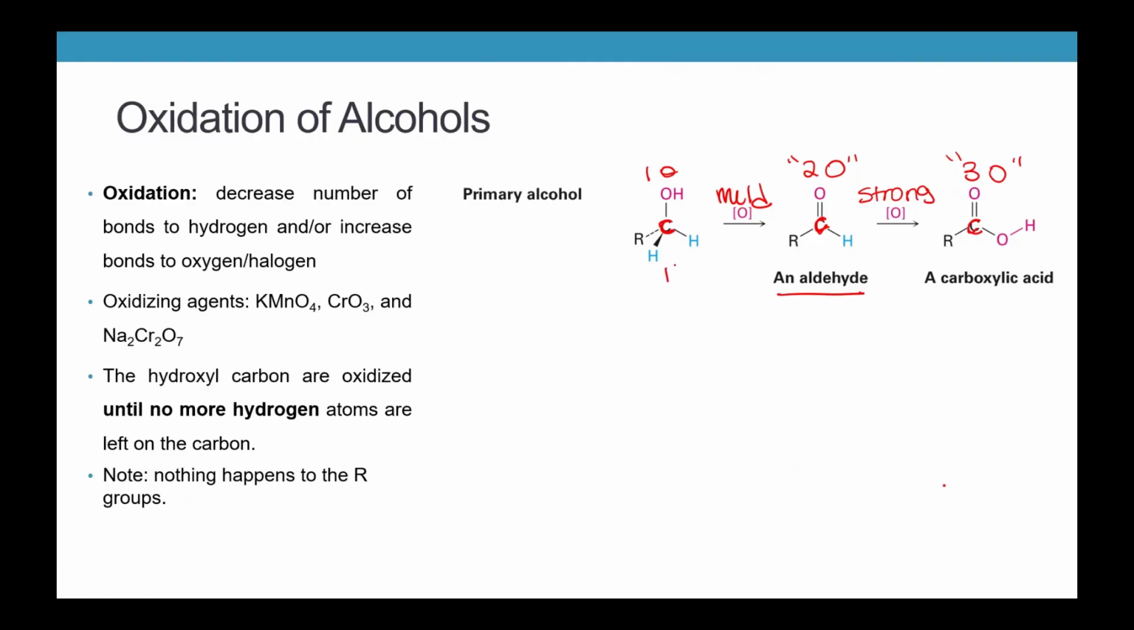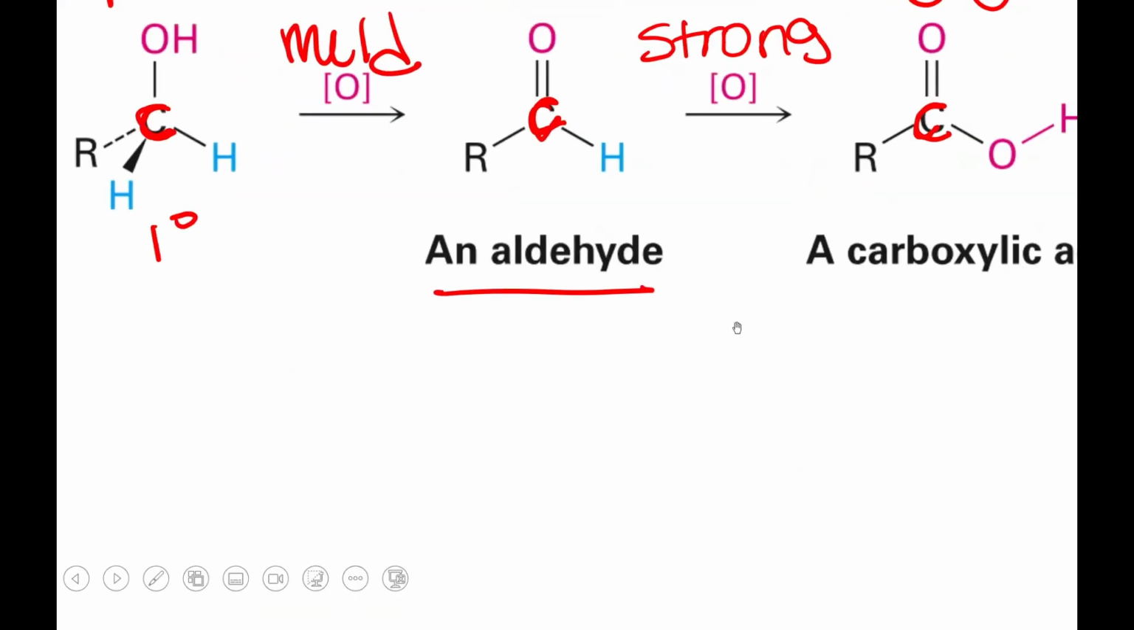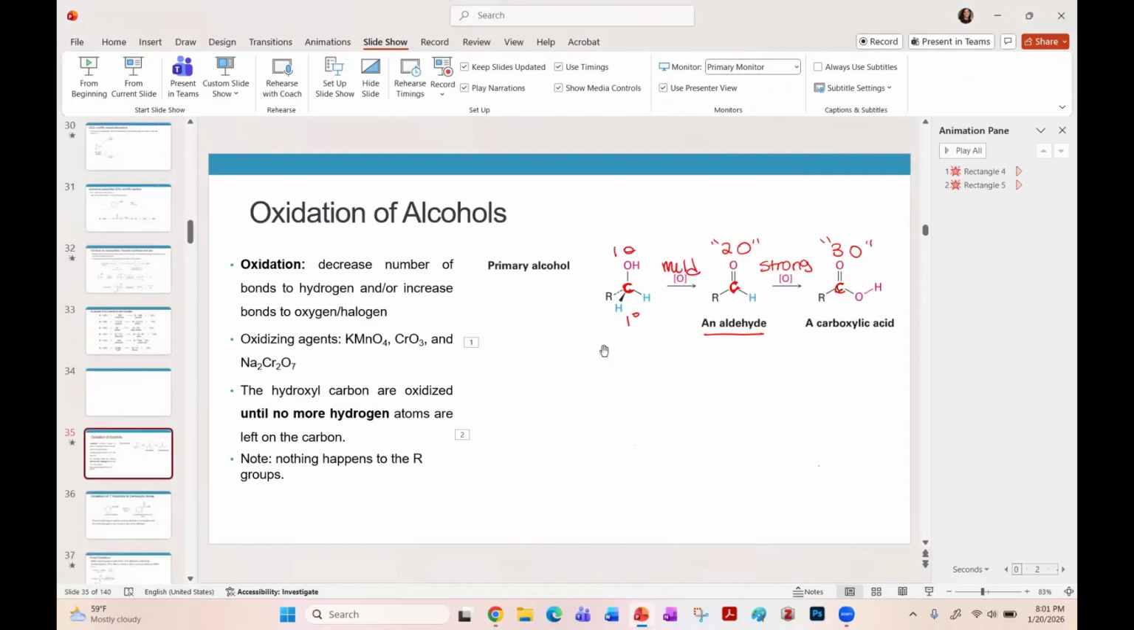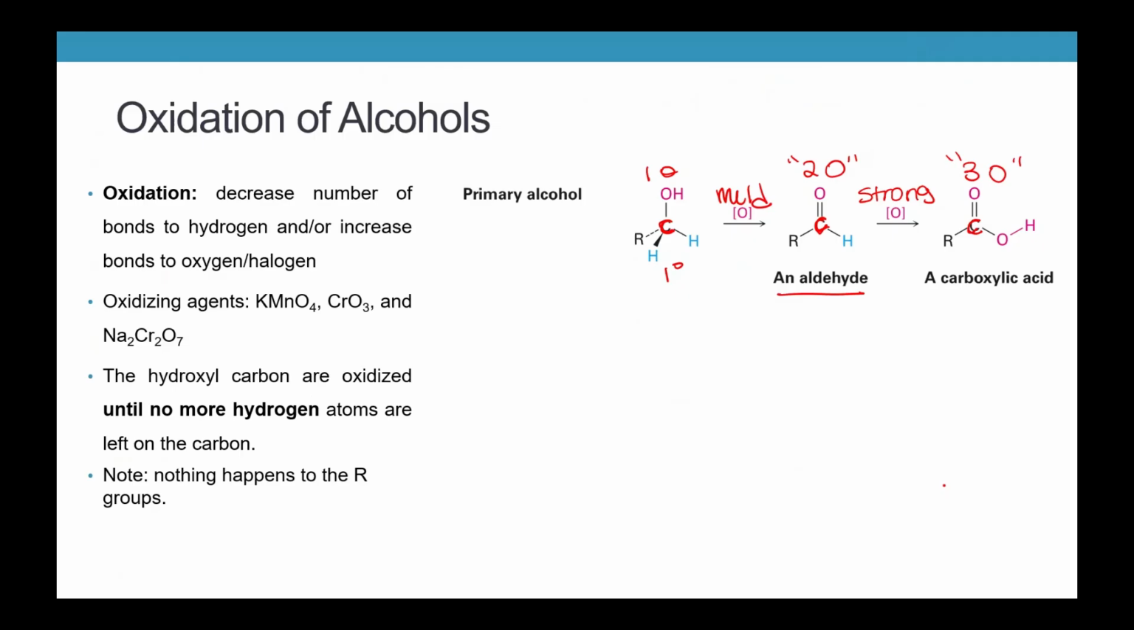So a primary alcohol can be oxidized to an aldehyde, or it can be further oxidized to a carboxylic acid. As long as there are hydrogen atoms, we can continue to oxidize.